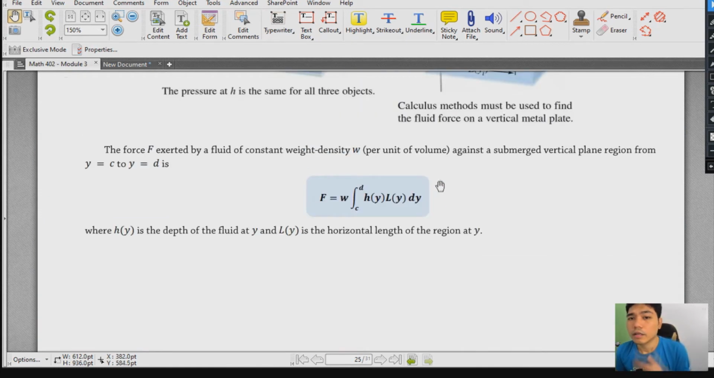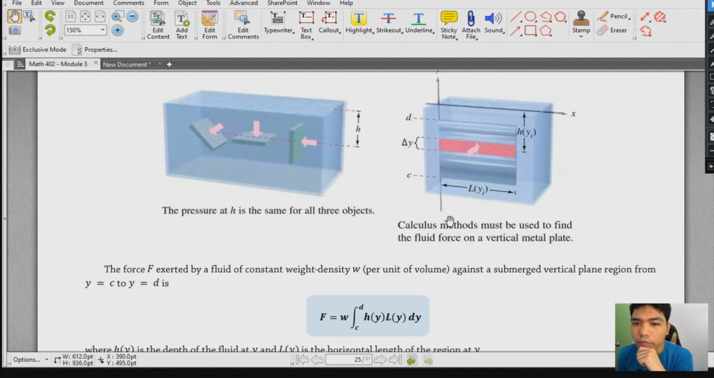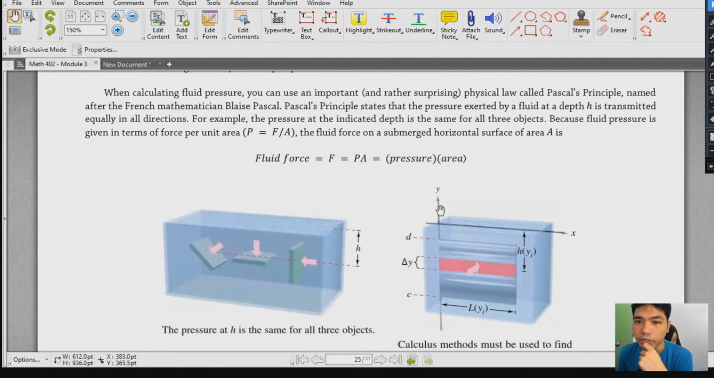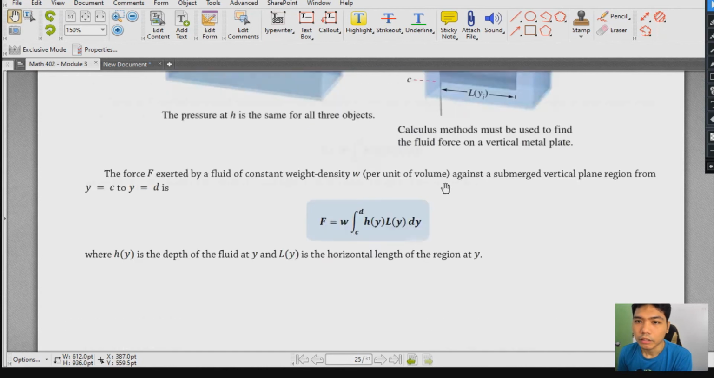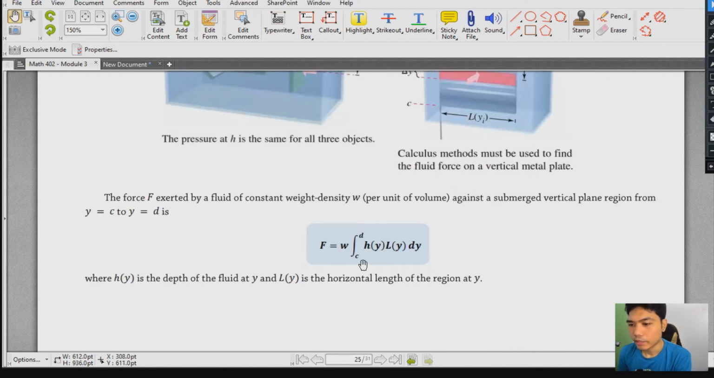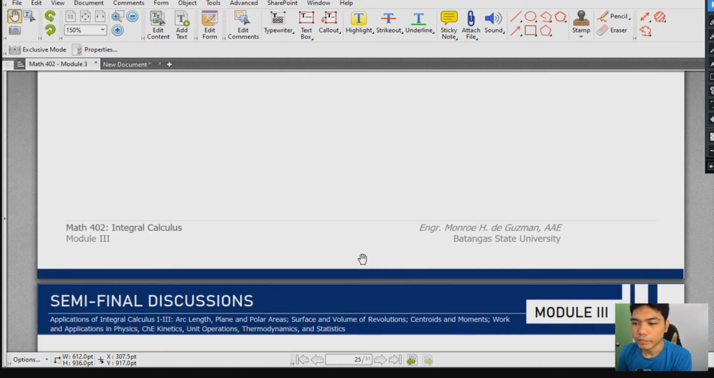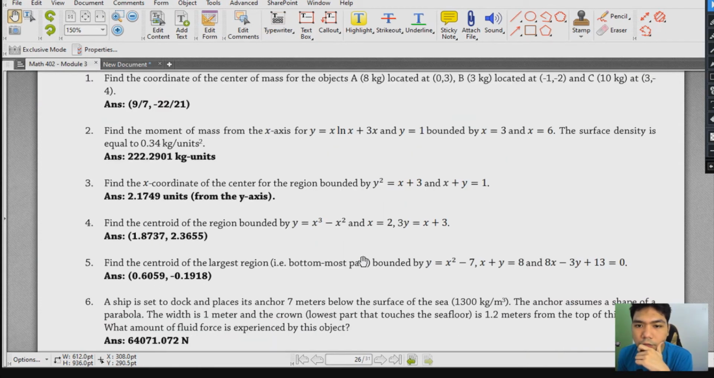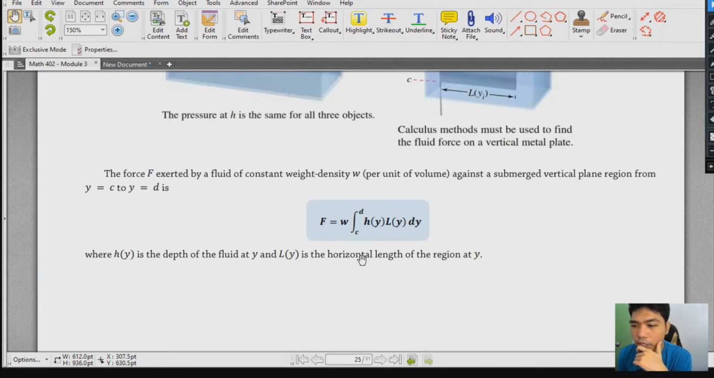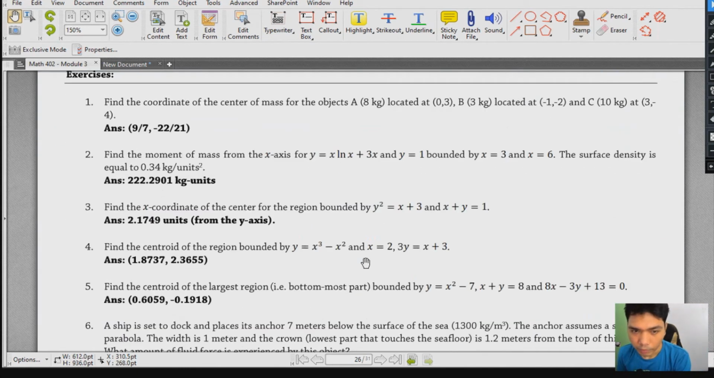So technically, when you have the fluid force and you divide it by the area, you'll be getting the fluid pressure. But for this case, it's the force that we're looking for, not the area, and not the pressure. So I think that's all for the discussions, and let's head to the problem solving.